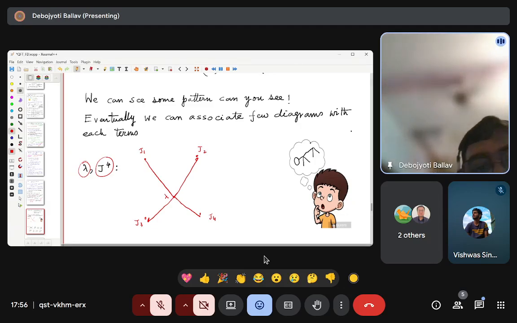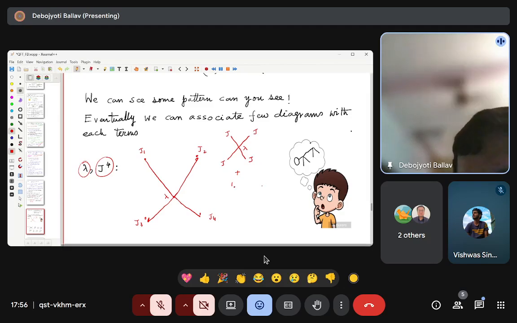Okay, so a neater way is to write like this. So this is lambda, there are 4 j's. So this is a lambda j to the 4th term. But this is not the only term. You can connect this j1 and j2 itself. So let me call it 1, 2.